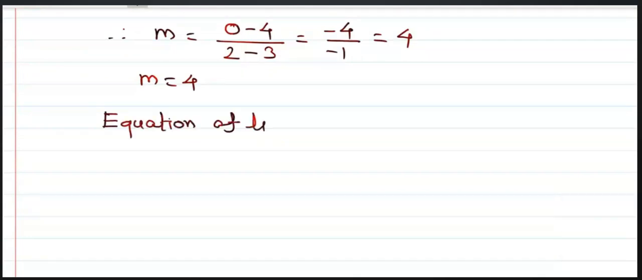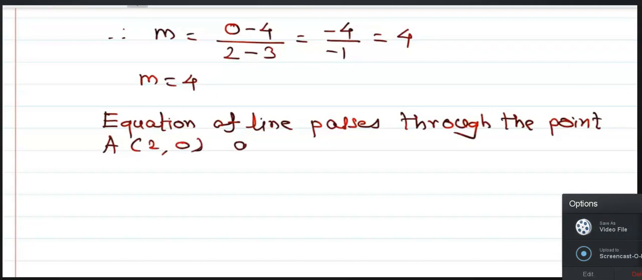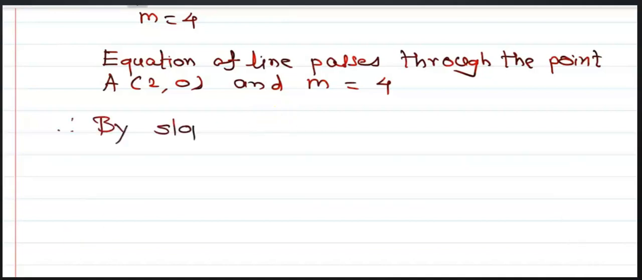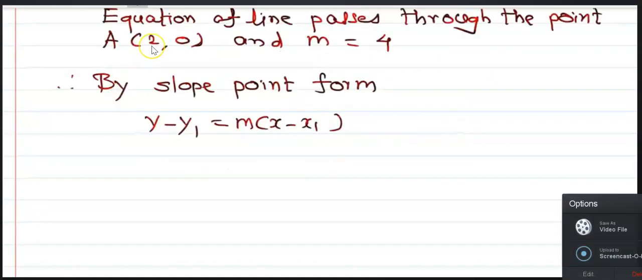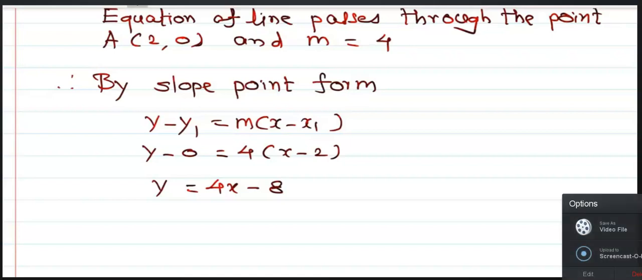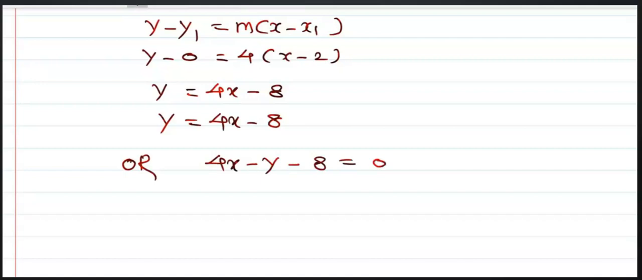Now the equation of a line passing through the point A(2, 0) with m equal to 4. In this case we will apply the slope-point form, that is y minus y1 is equal to m in bracket x minus x1. Now see this here, slope-point form, y minus y1 is equal to m(x minus x1). Substitute (x1, y1) as (2, 0) and m is equal to 4. Therefore y minus 0 is equal to 4 in bracket (x minus 2). Now this is the calculation, you can perform it. Now the next is 4x minus y minus 8, or you can write the equation of the line.